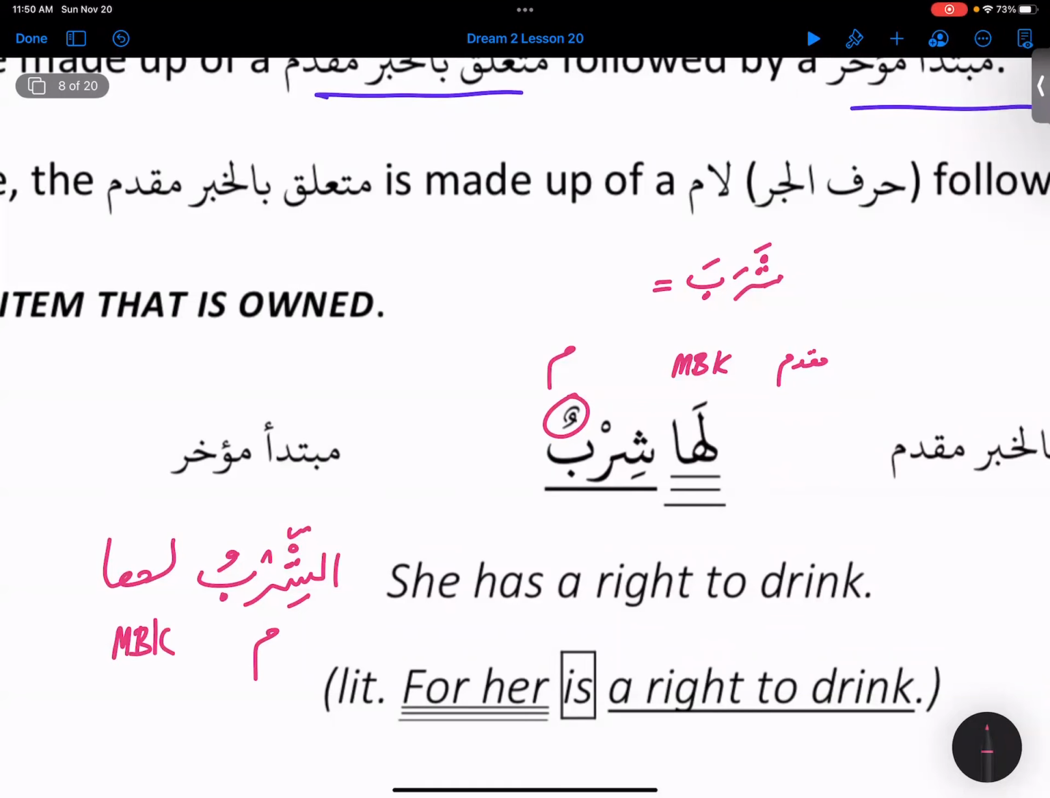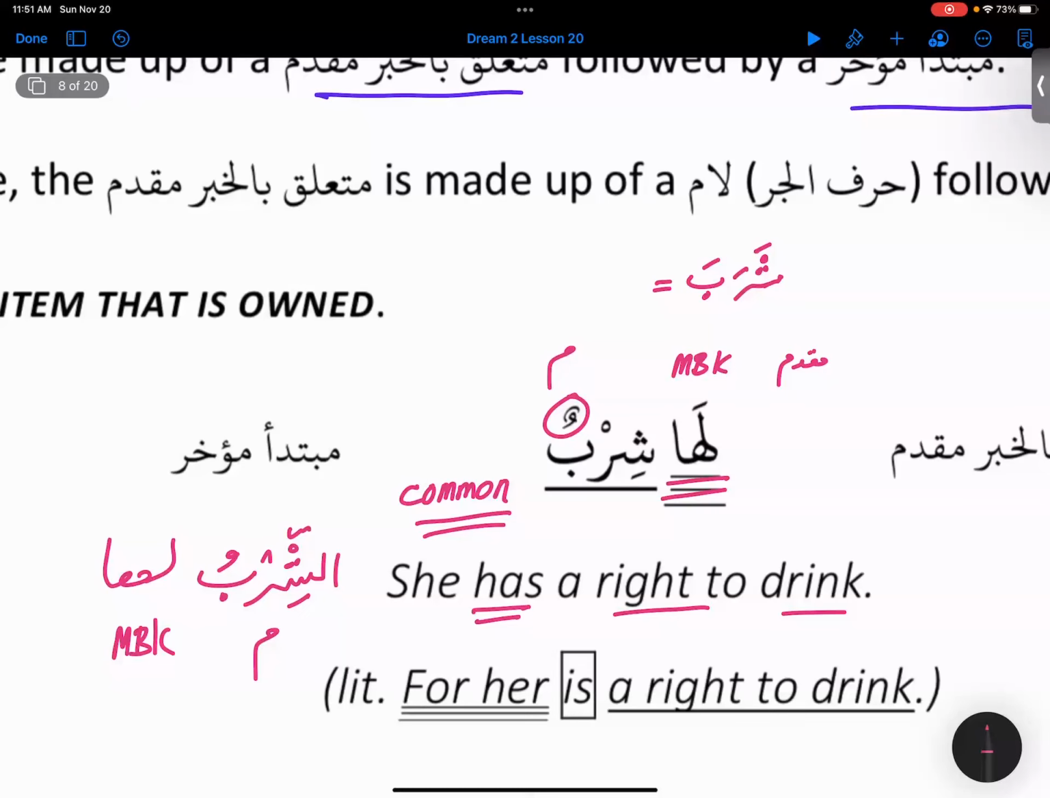But whenever MBK is Mukaddam and Mubtada is Mu'akhar and it is common, what did I just say in the last? Common, most important thing. If it is Mu'akhar but common, then there is no exclusivity. And then the translation should be, she has a right to drink. Or literally it's going to be, for her is a right to drink. Okay? So this is how it's going to work.